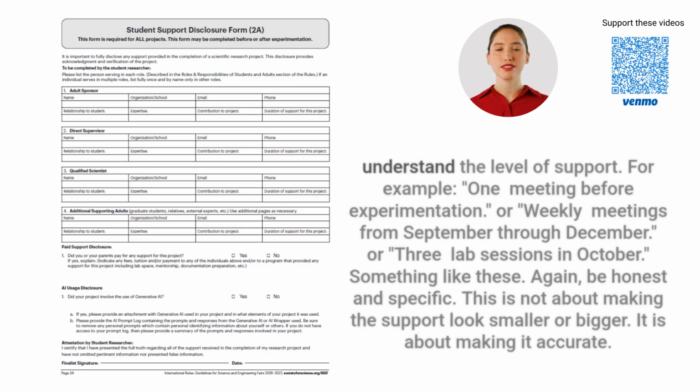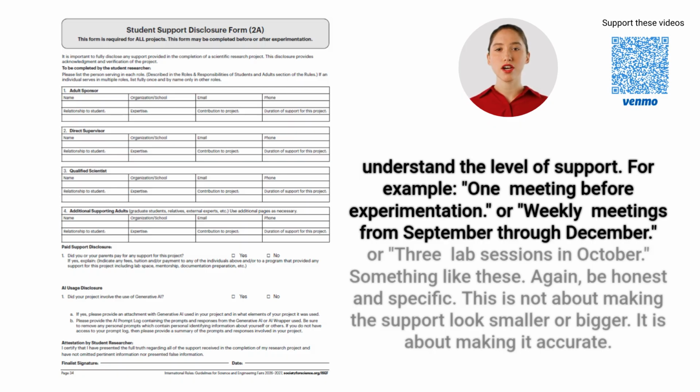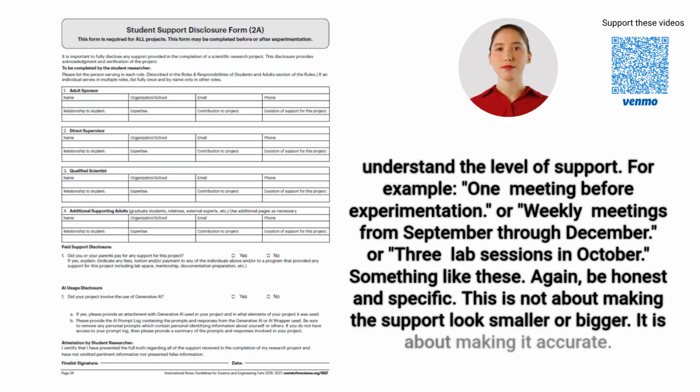This helps reviewers understand the level of support. For example, 1 meeting before experimentation, or weekly meetings from September through December, or 3 lab sessions in October. Something like these. Again, be honest and specific. This is not about making the support look smaller or bigger. It is about making it accurate.